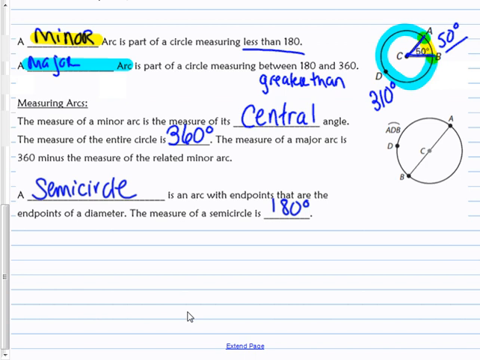So for example, AB is a diameter because its endpoints are on the circle and it goes through the center. And so it's a line. We know a line is 180 degrees. This arc is also 180 degrees. So ADB is a semicircle. Okay.